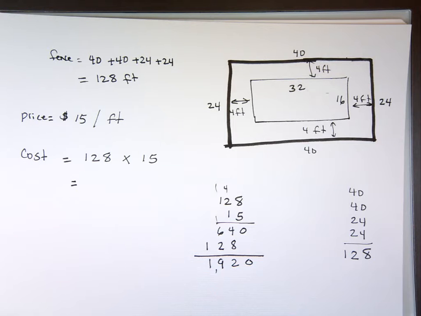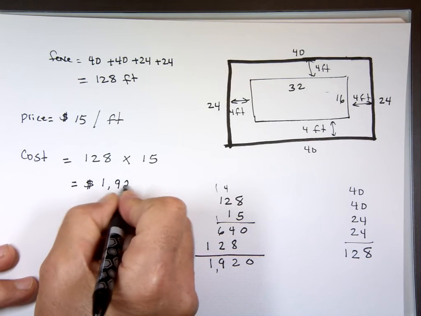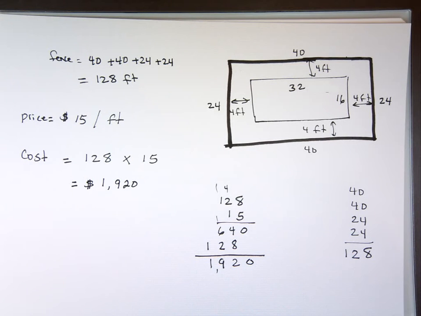So it's going to run you $1,920 for that fence. As I said, this is an expensive fence. It's $15 a foot, not for the 8-foot section. That's a lot of money. So $1,920 for that fence there. So this is where you see some of the applications for multiplication, division, addition, and subtraction.